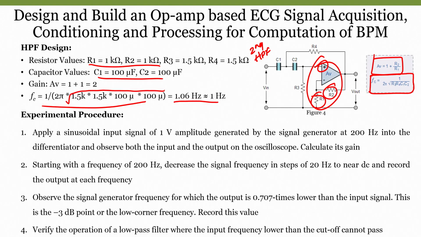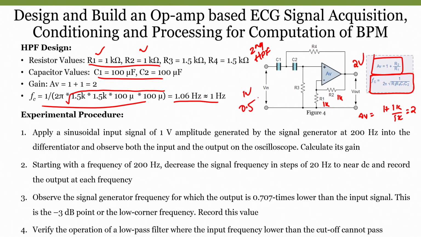In this case we have chosen R1 and R2 as 1 kilo ohm and 1 kilo ohm. So, the gain is nothing but 1 plus 1 k by 1 k, which is 2. So, if I apply 1 volt I will get an output of 2 volts, if I apply 0.5 I will get an output of 1 volt. Apart from using our instrumentation amplifier, some amount of gain can also be applied by using these operational amplifiers too.